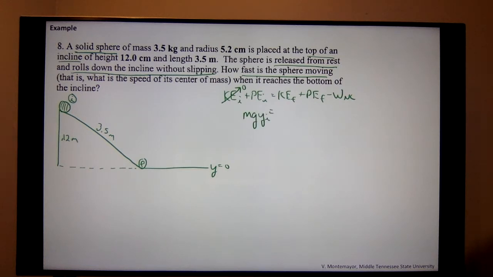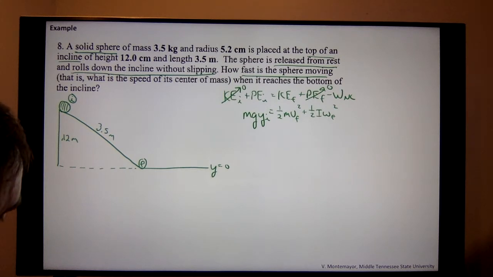Once it reaches the bottom, it's both moving forward and rotating. So it has two types of kinetic energy, 1/2 mv final squared plus 1/2 I omega final squared. The potential energy is now 0 because it's reached the bottom of the incline. And this may be a bit of a sticking point for people, but we're also going to say that the work done by non-conservative forces is 0.